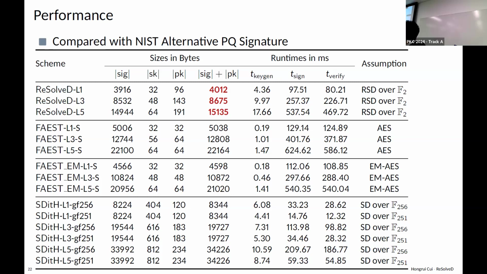Compared with syndrome decoding in the head, however, our running time is significantly worse than theirs because our implementation is more of a proof of concept. Their implementation is highly optimized. But in terms of size, we achieved roughly 50% compared with syndrome decoding.